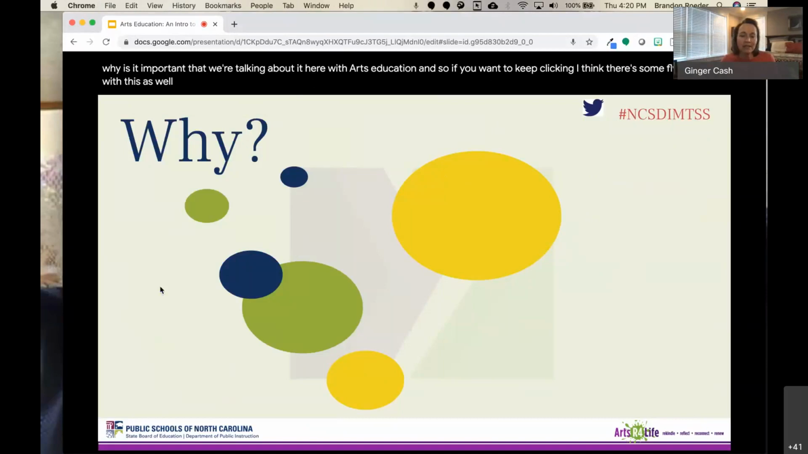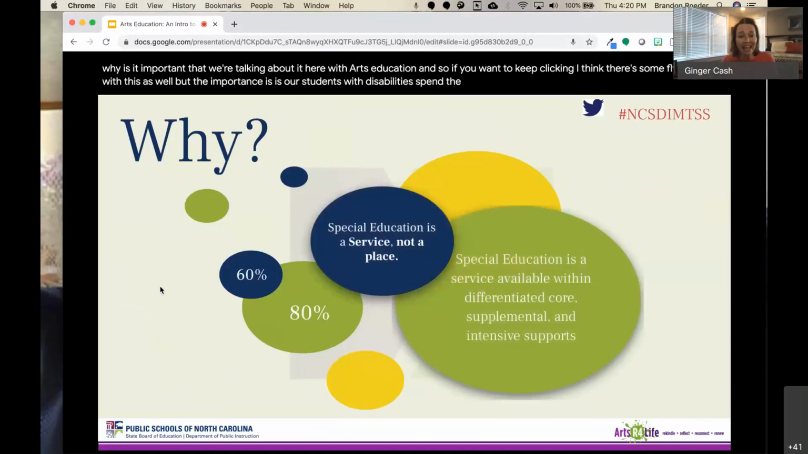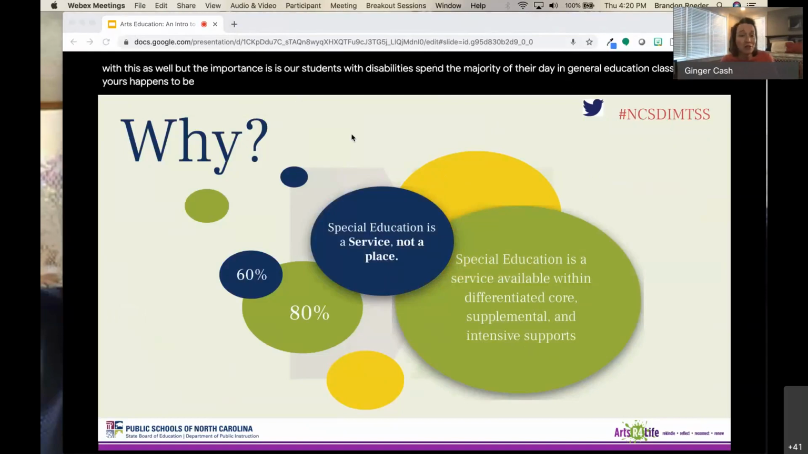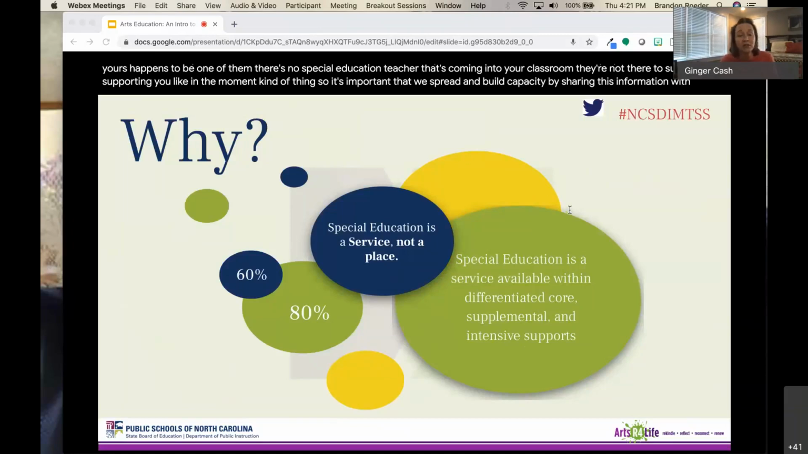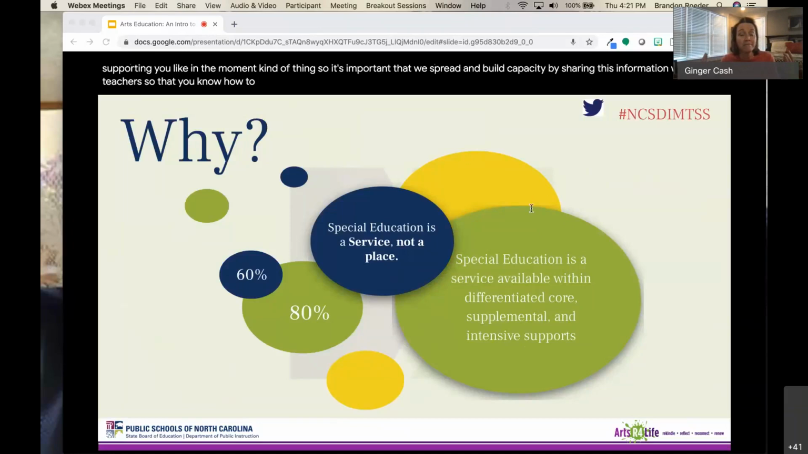But the importance is our students with disabilities spend the majority of their day in general education classrooms. Yours happens to be one of them. There's no special education teacher that's coming into your classroom. They're not there supporting you in the moment. So it's important that we spread and build capacity by sharing this information with all teachers so that you know how to best meet their needs when they're with you, and that they can get access to your curriculum, to your standards, and that we equip you with what's needed.